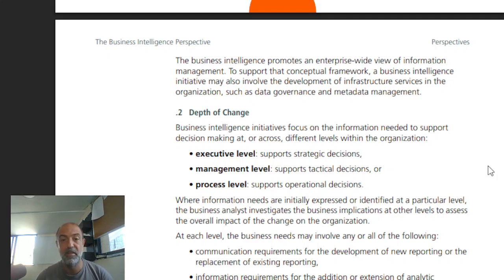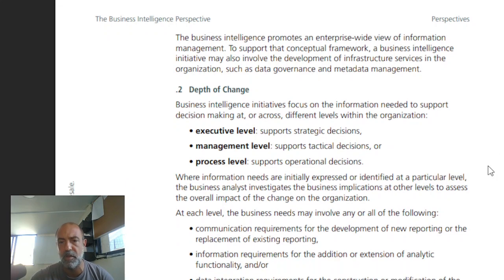That's basically it. Business intelligence initiatives focus on information needed to support decision making at or across different levels within the organization. So there's the executive level, management level, and process level. Executive is strategic decision, management level is tactical, right? Executive level is, why are we doing it, I guess. Management level is tactical or supports tactical decisions, or what are you doing? How are you doing it?